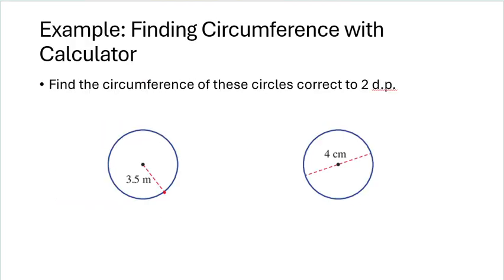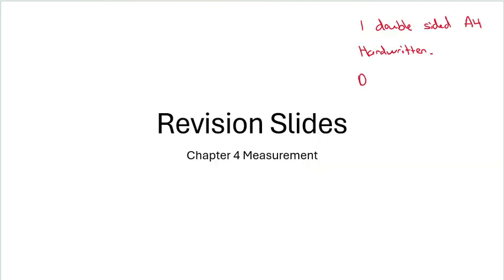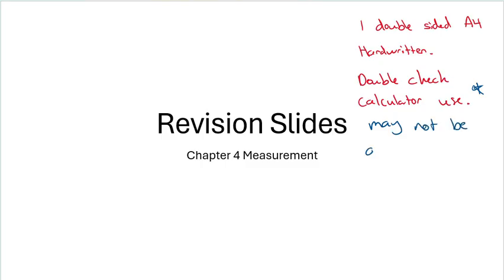If we go through an example here, it'll be a question saying find the circumference, correct to 2 decimal places. I also wanted to point out, I'll double check calculator use. It may not be allowed, but I'll let you know more about it real soon.